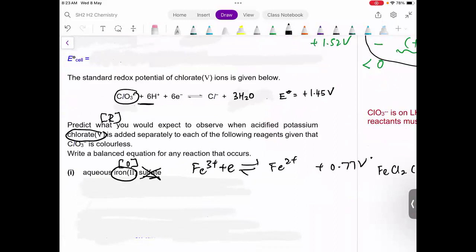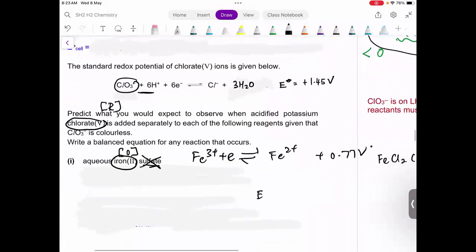When you calculate the E0 cell, are you able to prove that it's more than 0? Have you done your work? Minus 0.77, so it's more than 0. Therefore it can work. So what will be the color change?